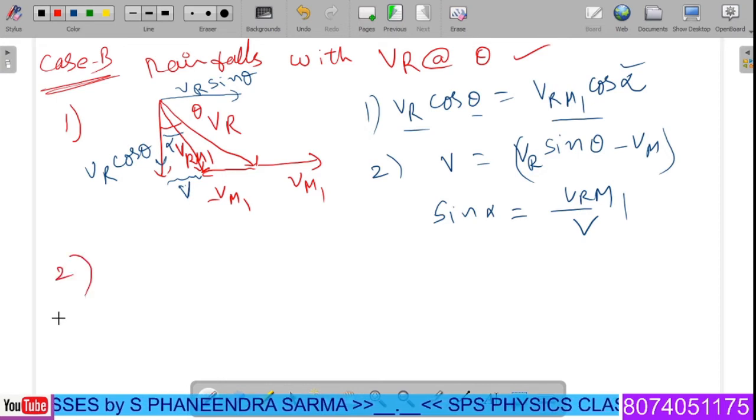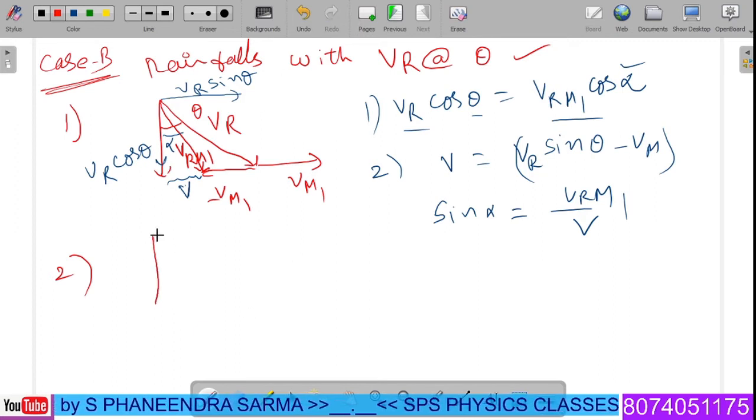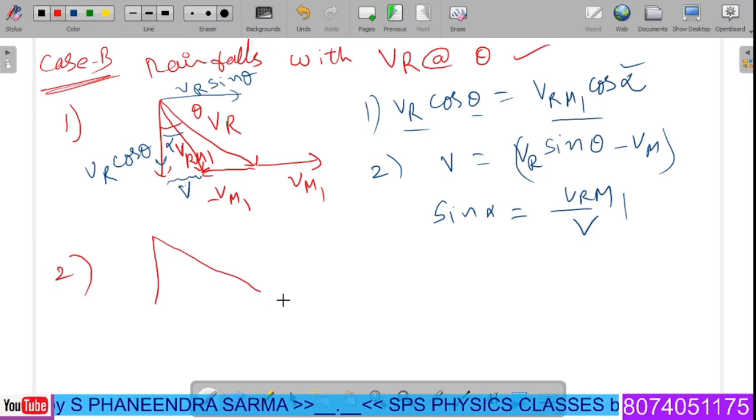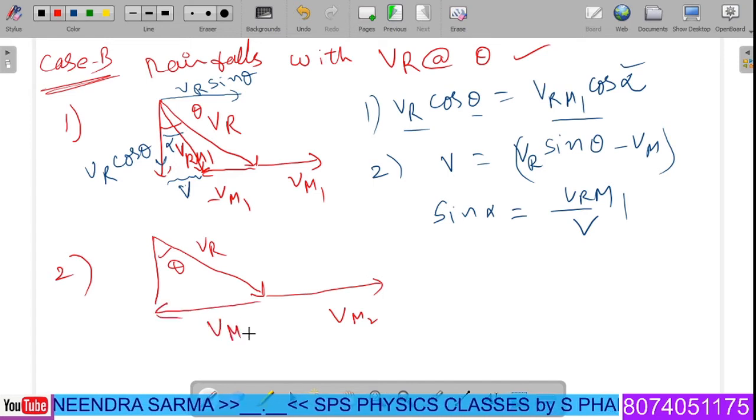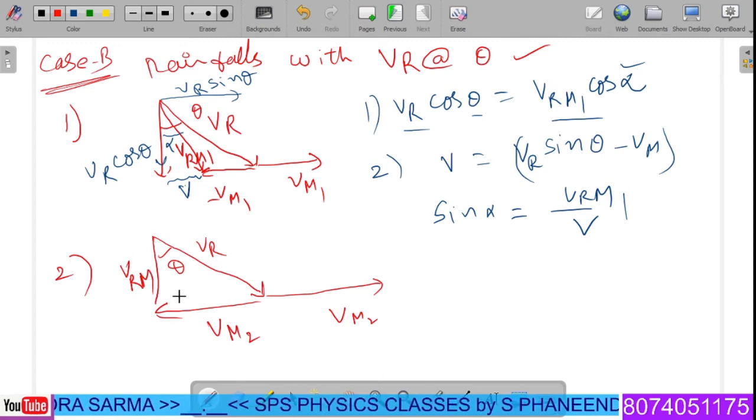In the second case, suppose this is the vertical line and this is the direction of rain VR, which makes an angle theta degrees. The man speeds up the velocity to Vm2, so that you are increasing the speed. Under such a case, rain appears for the man exactly in the vertically downward direction.